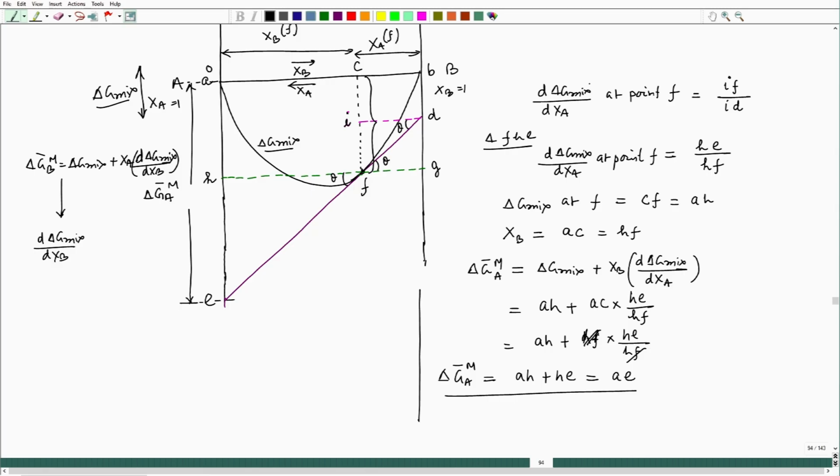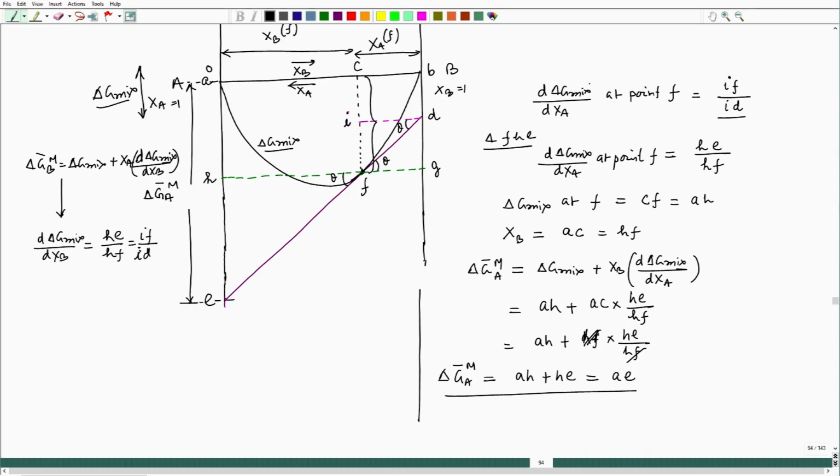In order to find that, since now I have to start with respect to B, it comes out to be HE divided by HF. Now, we have seen that this is the same as IF by ID. So it is equal to IF divided by ID. Okay.